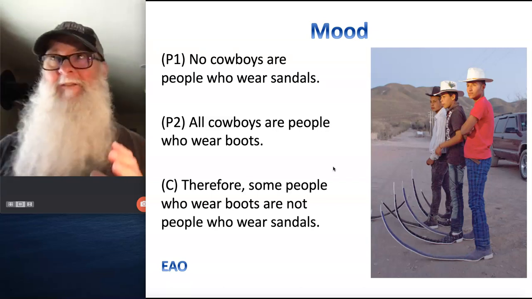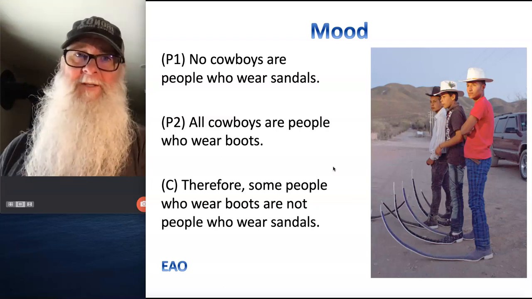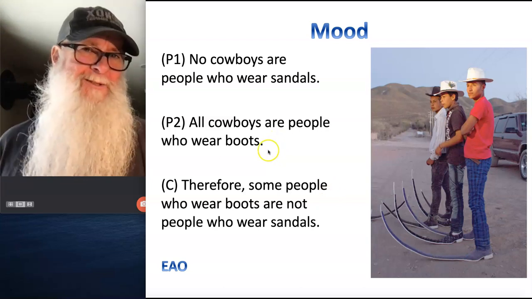Okay, so mood, that's the first feature we're going to use to help us identify whether a given syllogism is valid or invalid. I told you this was going to be easy.